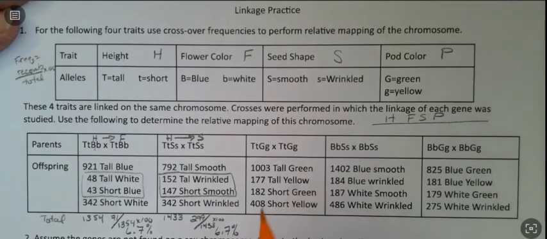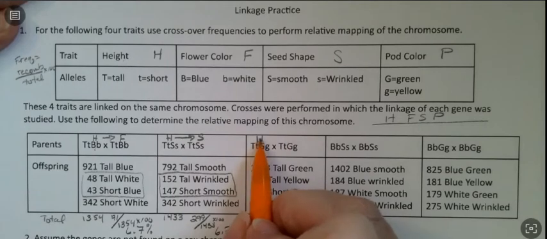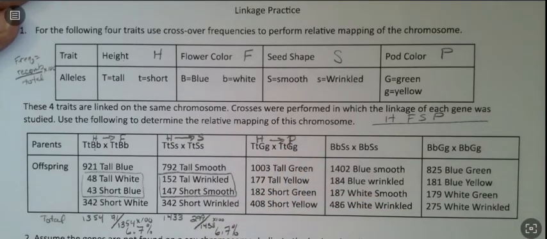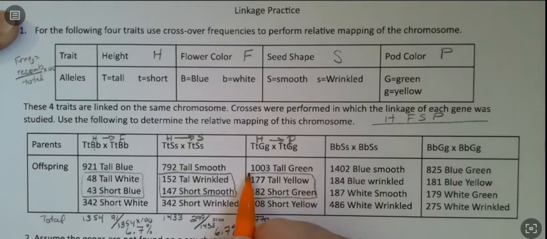I go to the next one. Here I'm looking at height to pod color. My total is 1,770. My recombinants total 359, divided by 1,770 times 100, and that gives me 20.1%.